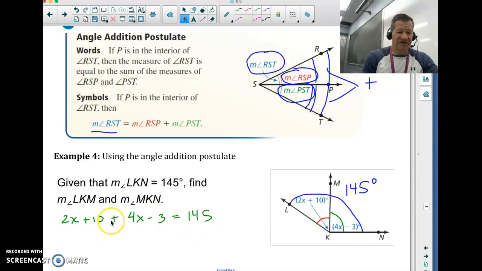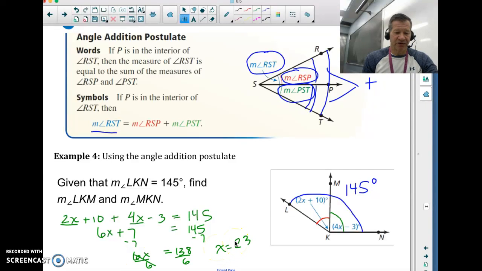Now, I need to solve this equation. So combine like terms, 2x and 4x give me 6x. 10 minus 3 gives me a positive 7. And that still equals 145. Now solve this equation by subtracting 7 from both sides. So if I subtract 7, I get 6x equals 138. And finally, dividing that by 6, I get x equals 138 divided by 6, which is 23.